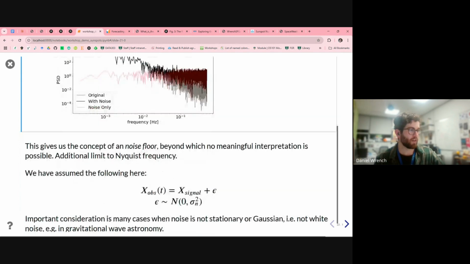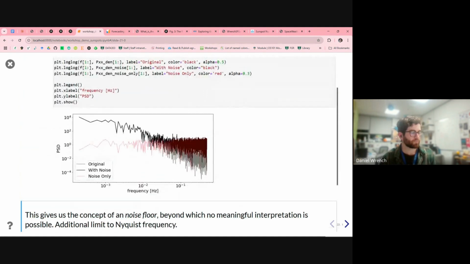And this is the idea of a noise floor. If you're talking about various instruments for measuring signals, you might hear this idea of a noise floor. So given the noise, you can't really interpret a spectrum above some certain frequency. And you may have also heard of the Nyquist frequency. That's kind of an original limitation on frequency, and this just gives you even fewer frequencies at the high end that you can study because of the effective noise.